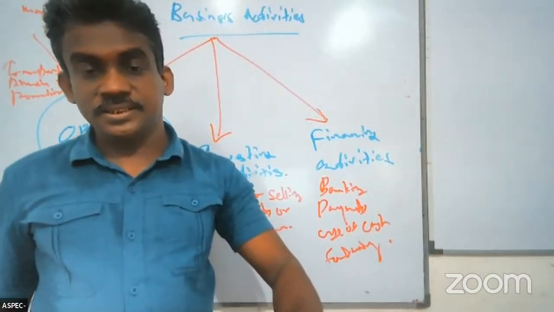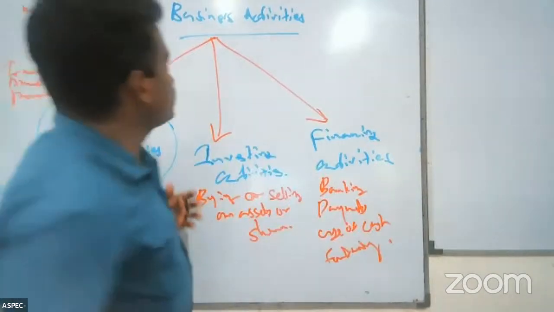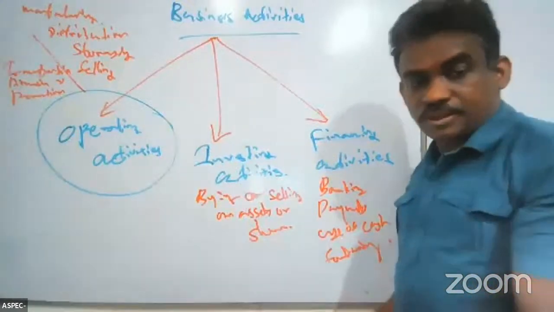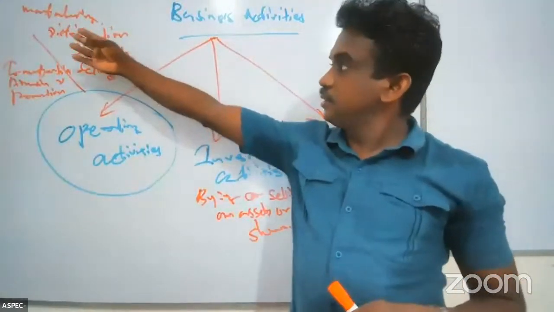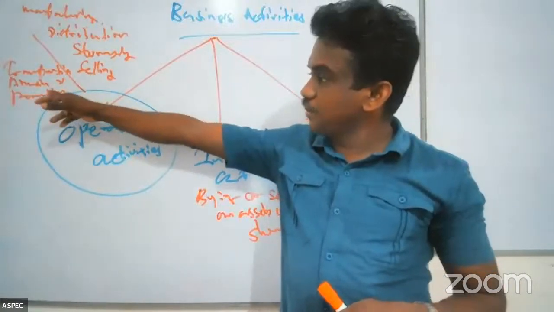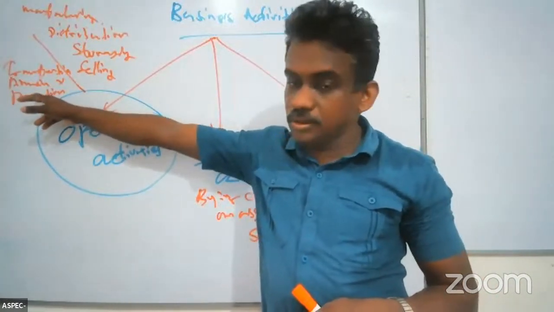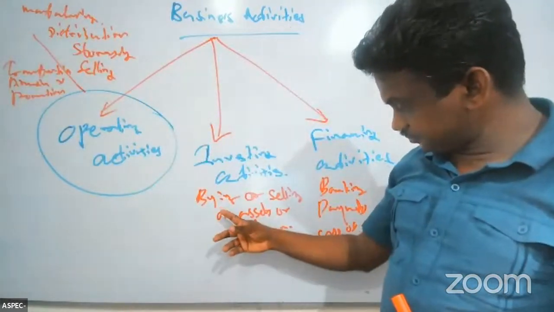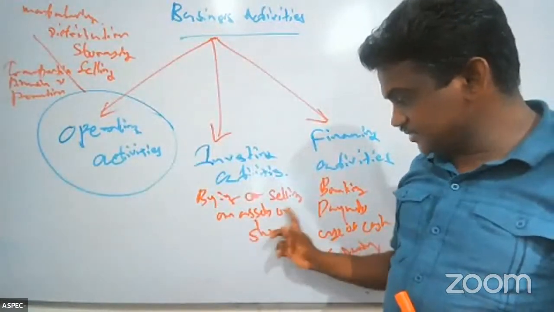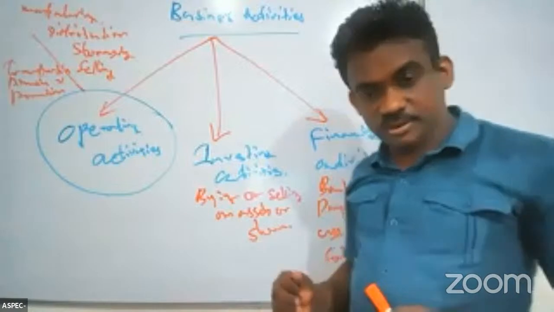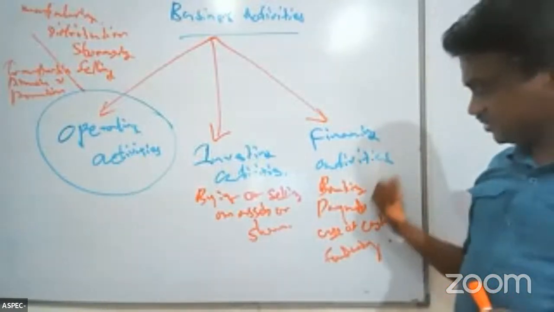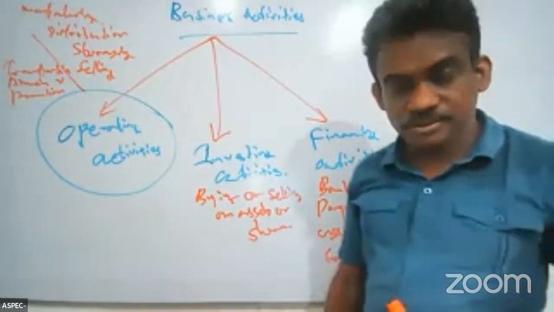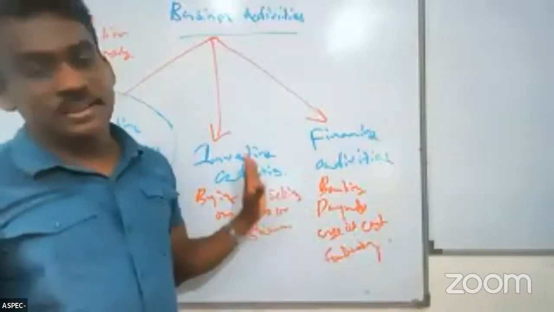We are talking about business activities. You can read that: operating activities, investing activities, and financing activities. What are the operating activities? Manufacturing, distribution, storage, selling, transportation, advertising and promotion. Investing activities: buying or selling assets or shares. Financial activities: banking, payment, use of cash, fundraising. Those are the main business activities.